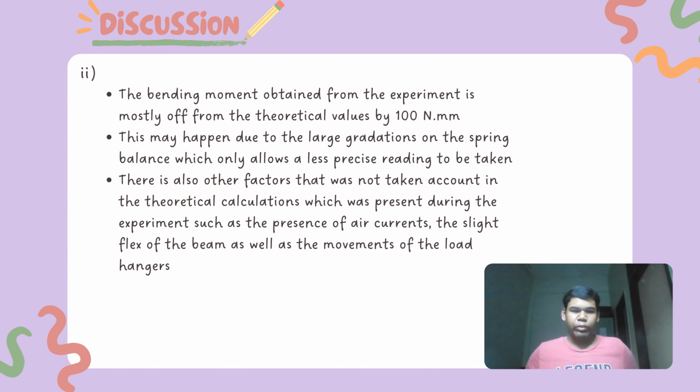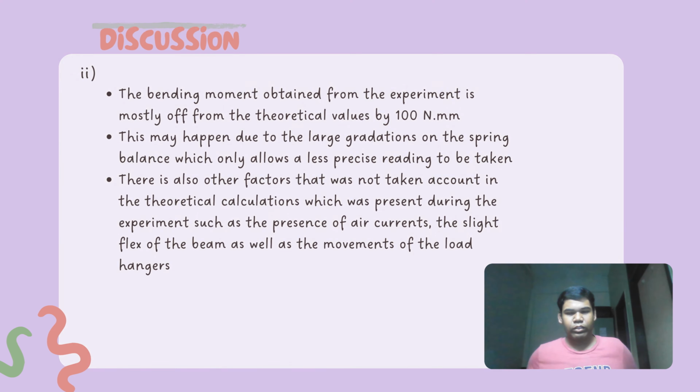The bending moment obtained from the experiment is mostly off from the theoretical values by 100 Newton millimeters. This may happen due to the large gradations on the spring balance, which allows a less precise reading to be taken. There are also other factors that were not taken into account in the theoretical calculation, which were present during the experiment, such as the presence of air currents, the slight flex of the beam, as well as the movements of the load member.